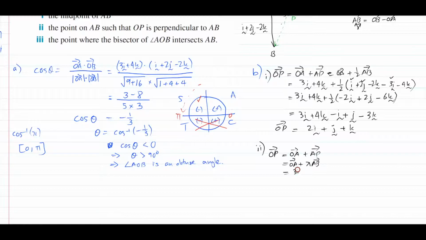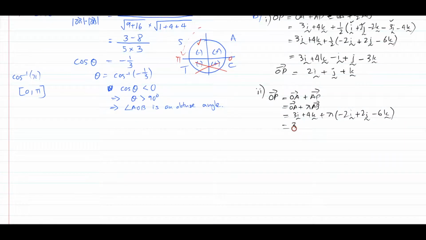So let's add that up first. OA in this case is 3i plus 4k, and then plus lambda of AB. Well, we know AB is just this one right here, negative 2i plus 2j minus 6k. So I'll write that down, minus 2i plus 2j minus 6k, and then let's add that up. We get 3i plus 4k minus 2 lambda of i, and then plus 2 lambda of j, and then minus 6 lambda of k.